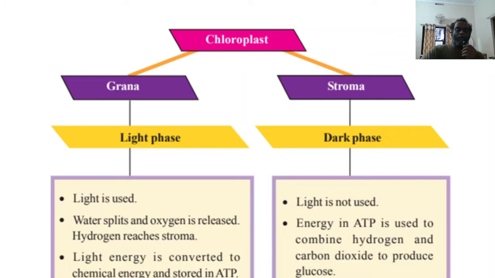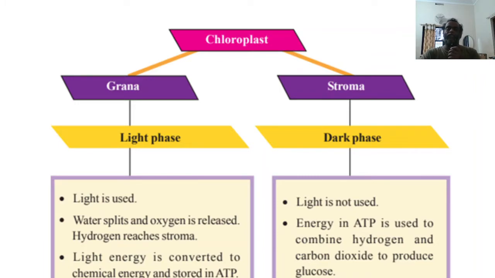The remaining hydrogen and one ATP. ATP, I already said, is the energy molecule. With the help of this ATP, the hydrogen is transferred to the stroma. Stroma is the fluid part of the chloroplast, the fluid which fills the chloroplast sac.